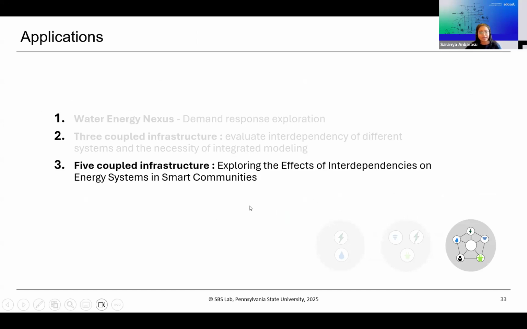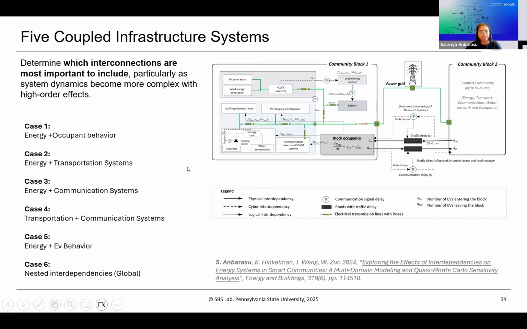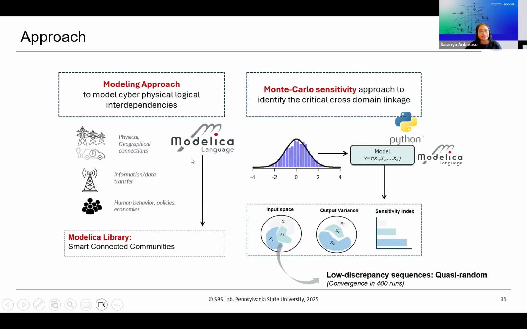And the third one is a five-coupled system where we not only modeled it, we also tried to find which is the most influential interdependency among the six interdependency cases that we considered. We had energy, occupant behavior, transportation and energy systems listed as multiple cases. Among those, we had case six, which was the global or nested interdependency case, which includes all these systems' interdependencies together. And this is a small schematic of how the community blocks are connected and all the topological and functional relationships that are traced.